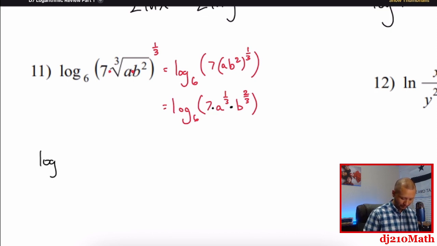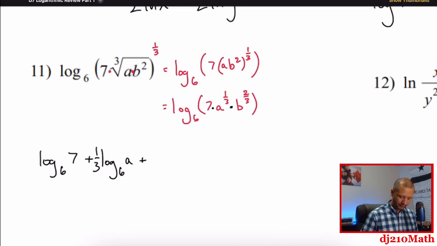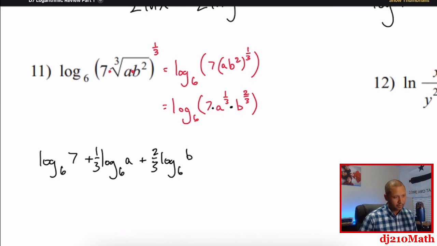Log base 6 of 7 plus log base 6 a to the 1/3, that's going to come down, plus log base 6 b to the 2/3, that's going to come down. So there it is. Don't get your b's and 6's mixed up.